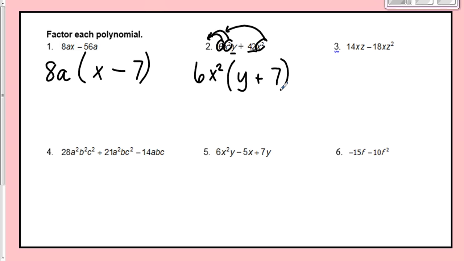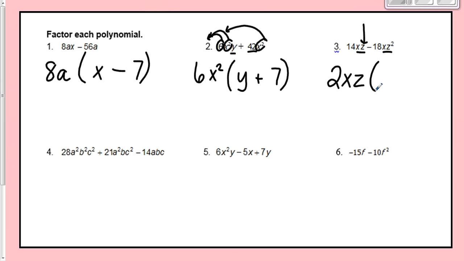Okay? Number 3, 14 and 18. Well, think about my factors of 14. 1 and 14, 2 and 7. That's it. So really the only thing I just listed out that 18 has in common is a 2. Okay, then I look at my variables. I've got xz, xz squared. Well, they both have an x. They both have one z, z to the 1, but I can't do z squared because 14 doesn't have a z squared. So I can take out the greatest exponent possible, which in this case is just a 1.